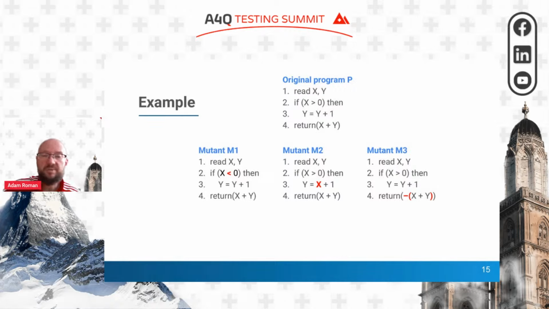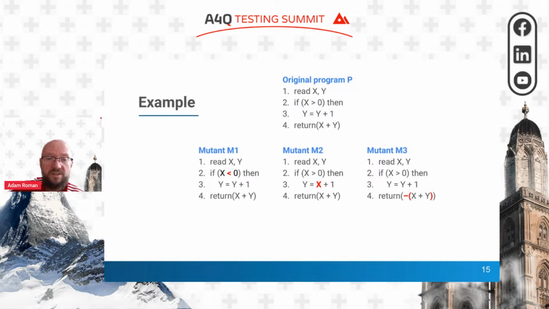Let's say we have an original program that reads two variables, x and y. If x is greater than 0, then it increases y by 1 and returns the sum of these two things. Here we have examples of three mutants. In M1, we change greater than to less than.